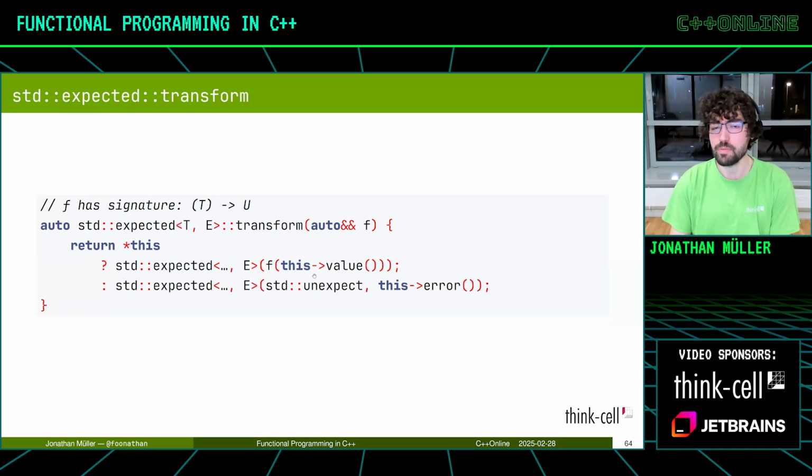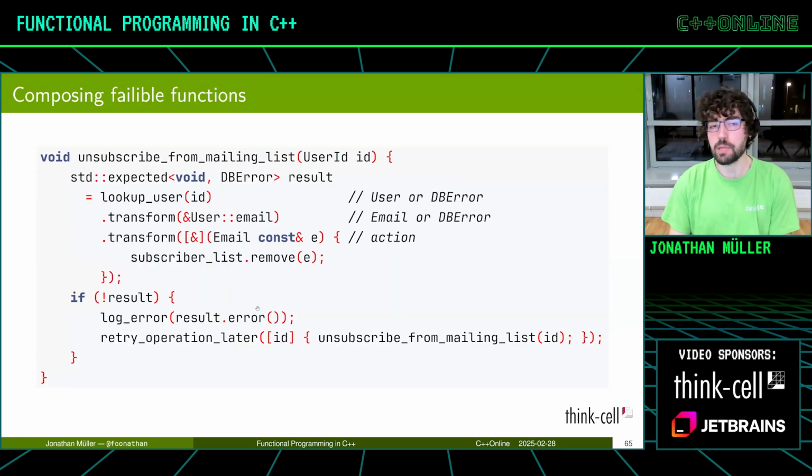Expected of T's transform takes a function that takes a T, returns a U, and we transform the value. And if it's an error, we propagate the error unchanged and don't do anything, just like we propagated null opt in the optional case. And then we can write the code like this. We look up the user, turn that into user or DB error. We transform it, turning it into an email or DB error, and then we execute our action. And the nice thing about expected is that expected of void is a thing, right? So we don't need to do with monostate here.